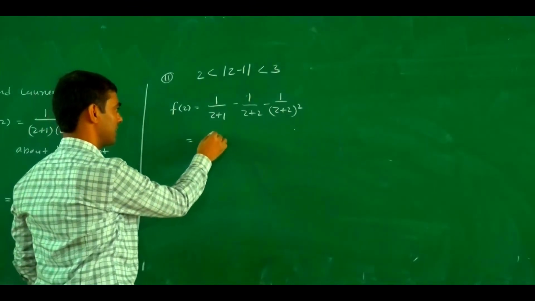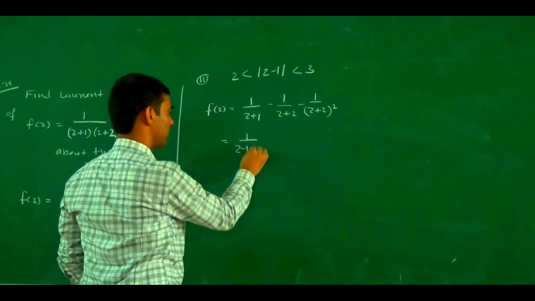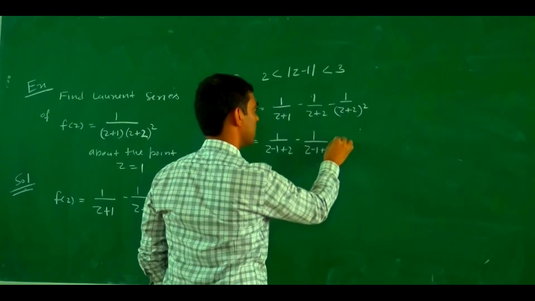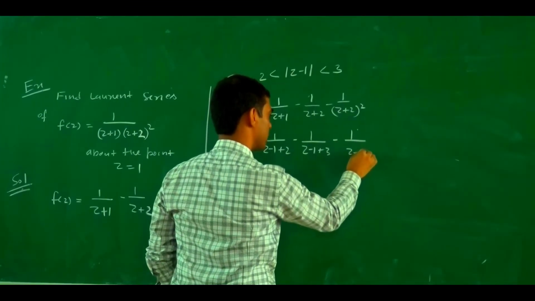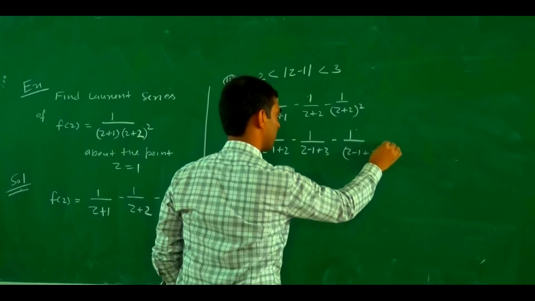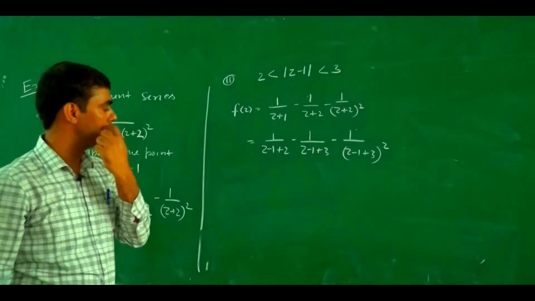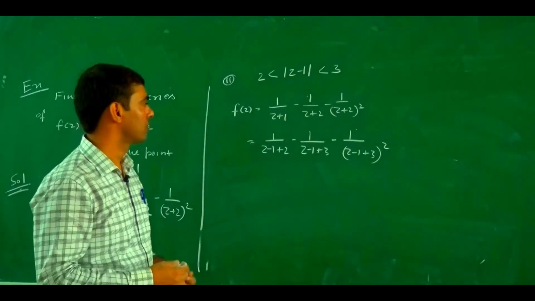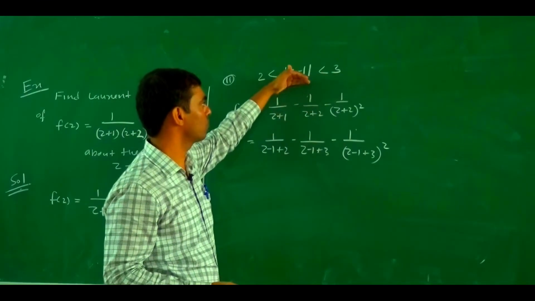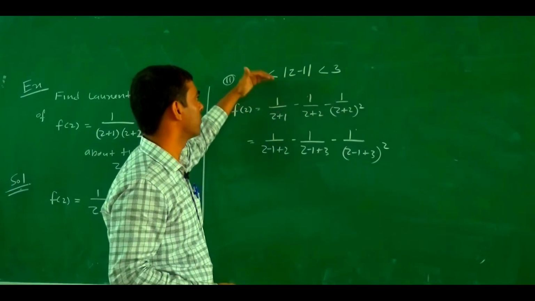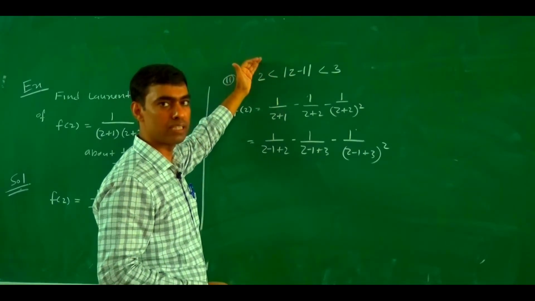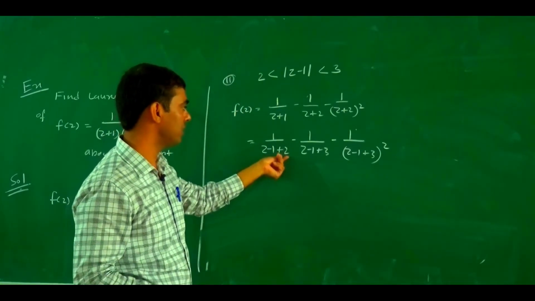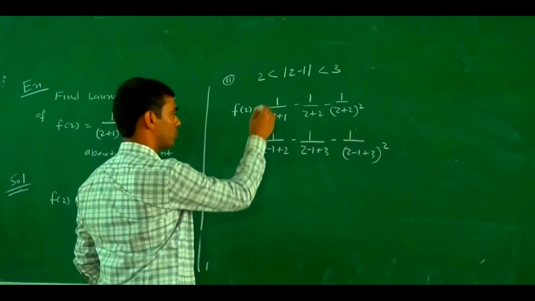So again here we write this in this form, 1 upon z minus 1 plus 2, and this is minus of 1 upon z minus 1 plus 3, minus of 1 upon z minus 1 plus 3 whole square. So now what is our aim? Our aim is, for binomial expansion, to make this term less than 1. So here z minus 1 by 3 is less than 1. But z minus 1 by 2 is greater than 1. So 2 upon z minus 1 is less than 1. So here we write 2 upon z minus 1, because 2 upon z minus 1 is less than 1.